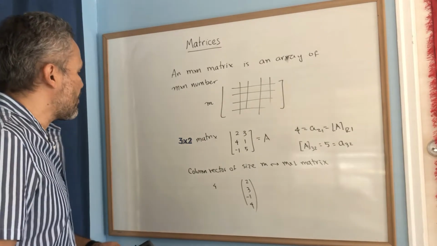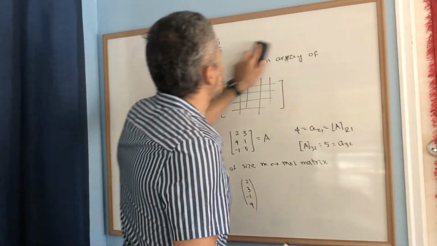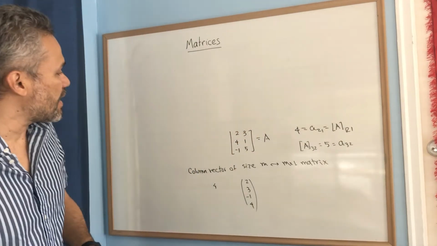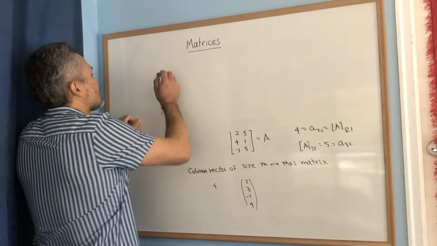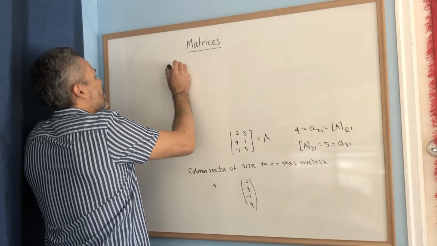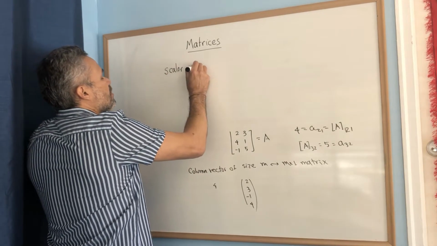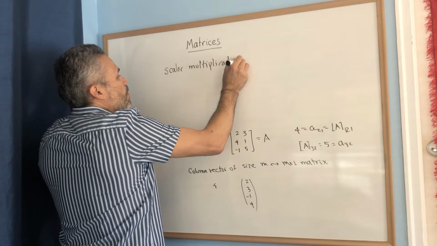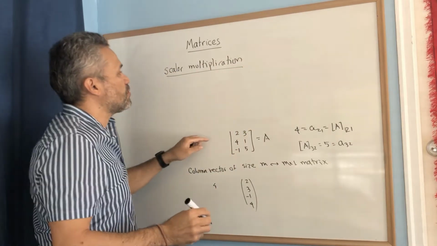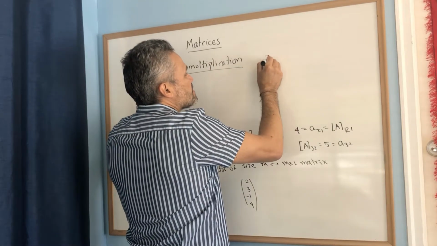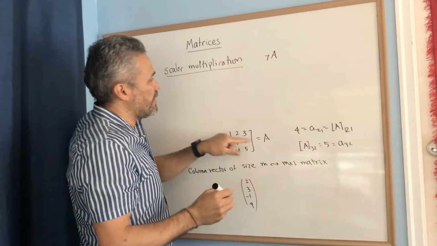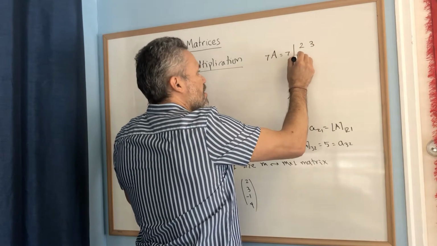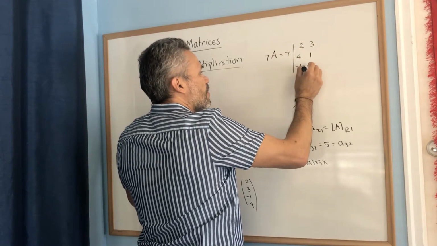What can we do with matrices? If we have a matrix, let's suppose I have this one, and I have a number, I can multiply a number with a matrix, and that's called scalar multiplication. And this is the product of a number. Let's say if we have number 7 times A, where A is this matrix, it will be 7 times 2, 3, 4, 1, -1, 5.